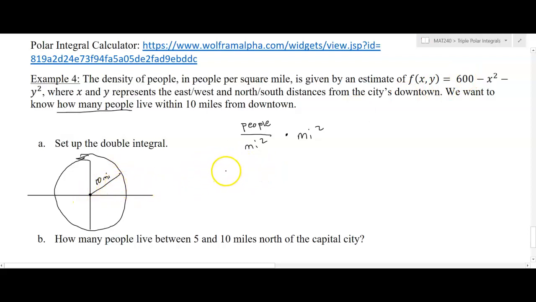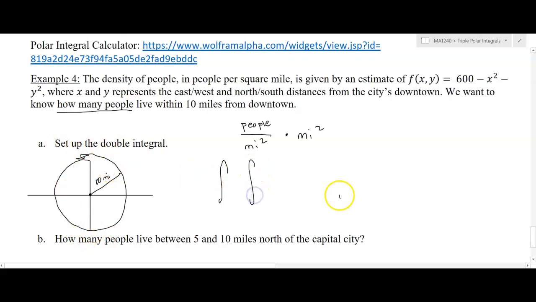Now, here we go. If we set this integral up as a double integral in rectangular coordinates rather than polar coordinates, we'd have to do something like x goes from -10 to 10, and then y goes from the bottom of the circle to the top of the circle. It's not that it can't be done, but it does incorporate some square roots in there.